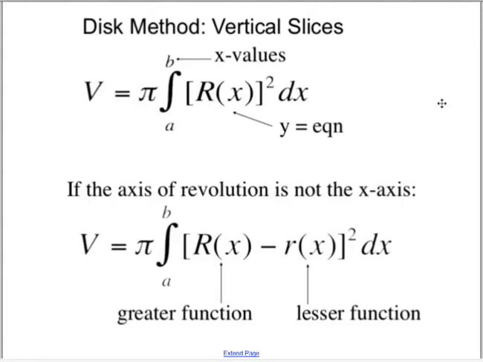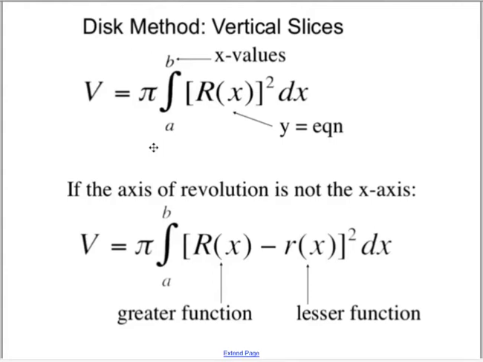And so when we calculate volume by revolution, the volume of that cylinder, that disk, would be pi r squared times the width. And in this case, the width is going to be our dx. Pi r squared, the r of x is our y equals equation. That's going to be the radius of each disk. And then our limits of integration are the x values.